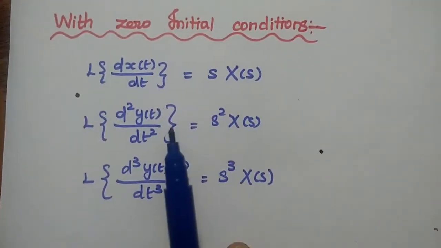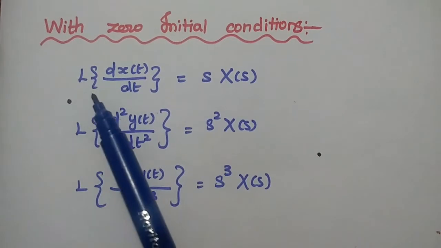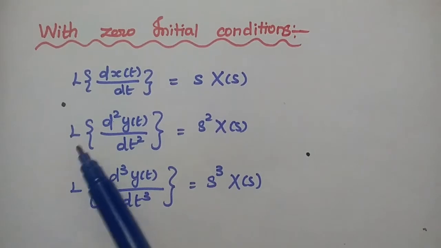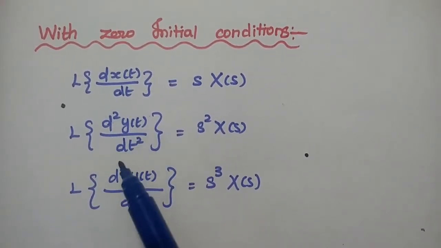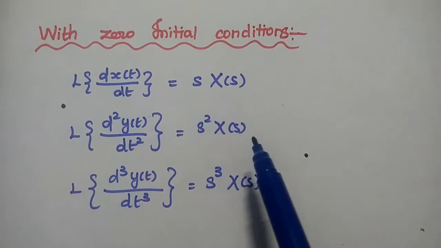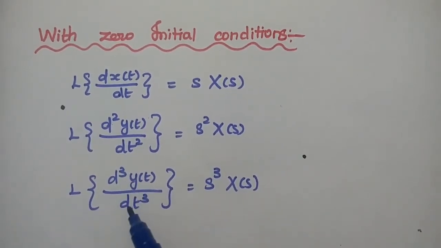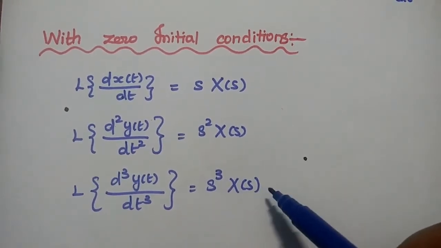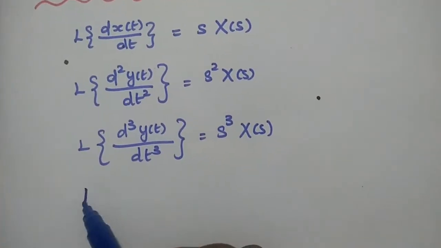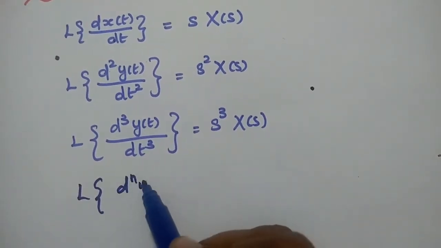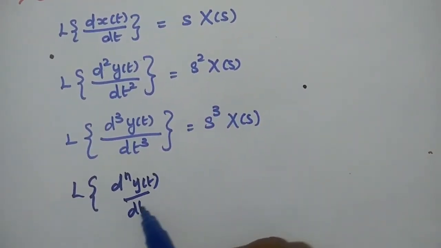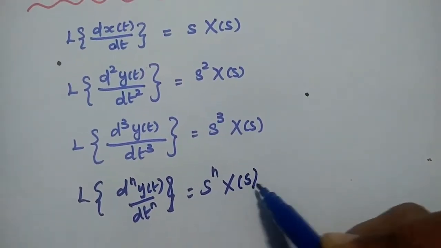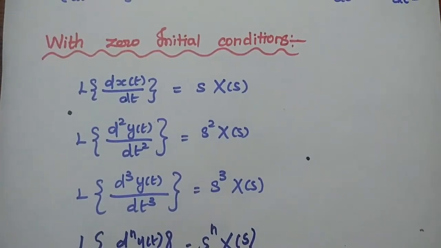So we can write, with the 0 initial condition, the Laplace transform of dx by dt is equal to s into X of s. Simply, the Laplace transform of d squared y of t by dt squared is equal to s squared X of s. Likewise d cube by dt cube, that is degree 3, means s cube into X of s. So likewise you can say any order. The Laplace transform of d power n y of t divided by dt power n is s power n into X of s in case of zero initial conditions.